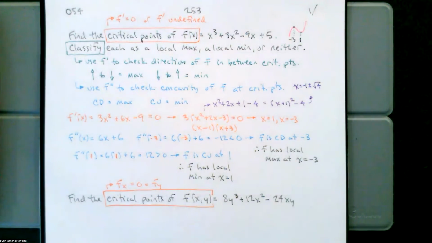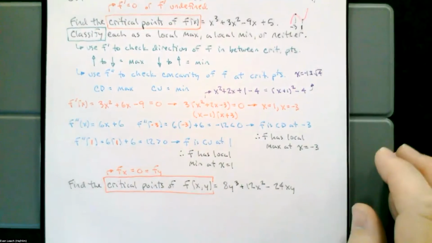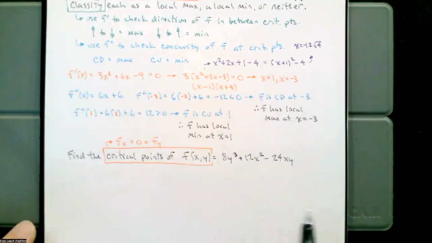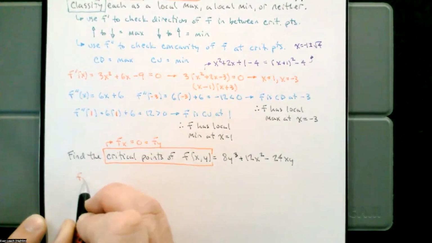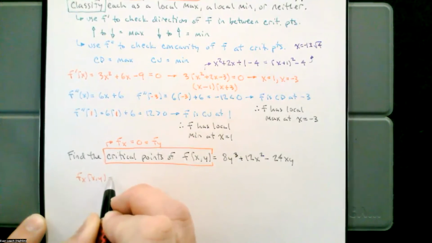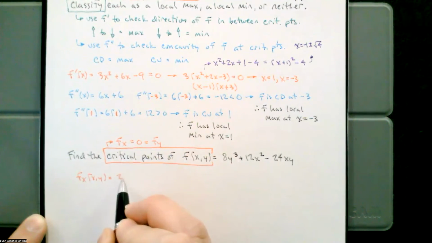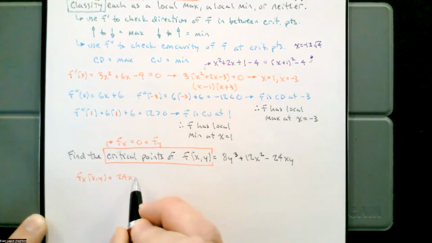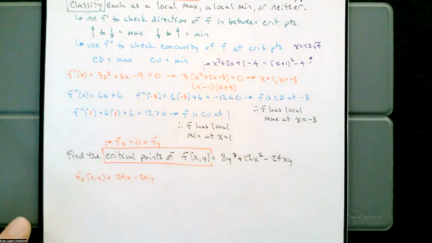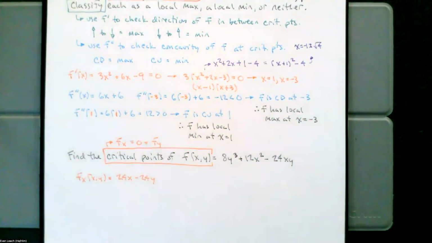Anyway, I want both of these derivatives to be 0. Let's do that. Let's not worry about the classifying part. Let's just find our derivatives. So fx: see, this is constant. 8y cubed is constant. Derivative of 12x squared is going to be 24x minus 24y. The 8y cubed is a constant term with respect to x, and in the last term, negative 24y is a constant factor with respect to x.